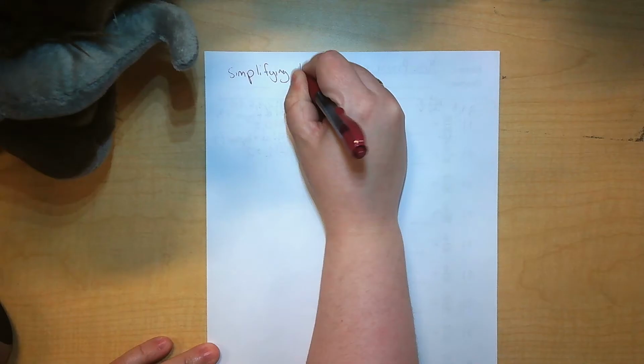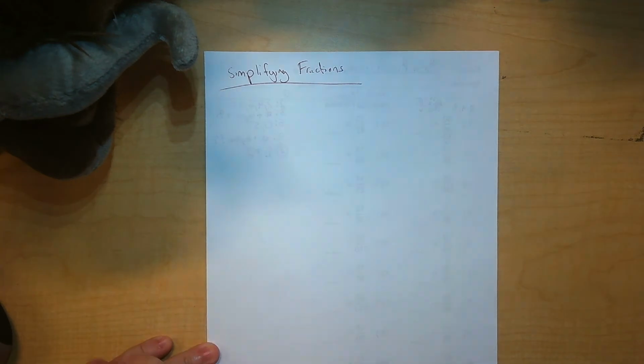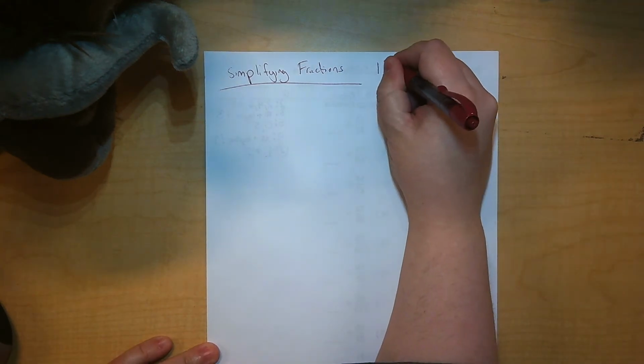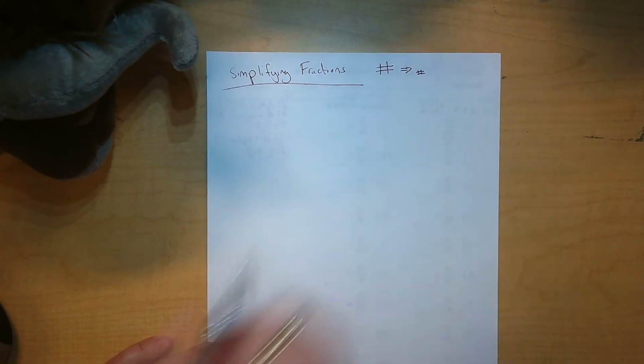Simplifying fractions just means that we're taking big fractions and making them smaller. So we're making big numbers into little numbers. Ain't that right, Mr. Musk Ox?